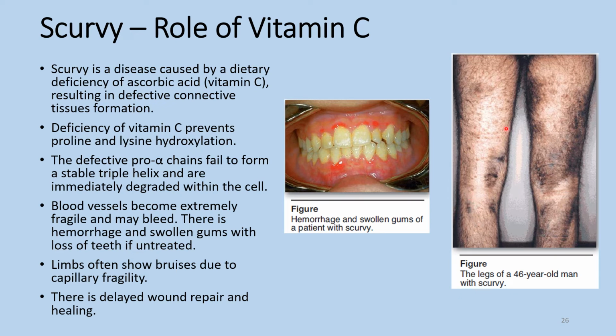And there are also bruises found in the limbs because of capillary fragility and bleeding, and there is delayed wound repair and healing. The role of vitamin C, you see here, the formation of hydroxylated proline or lysine, which are not incorporated into alpha chains and results in the poor formation of collagen fibers.